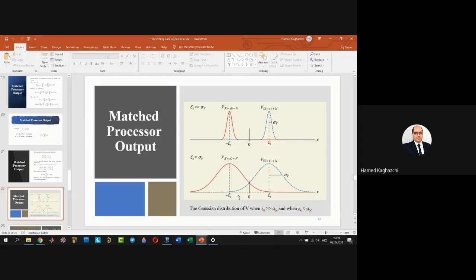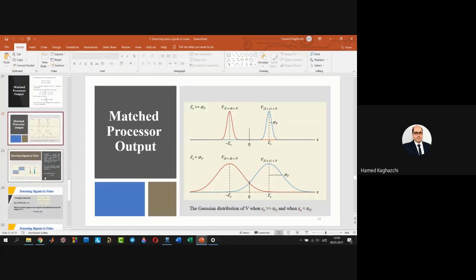Otherwise, we will have error. And there are some methods to reduce this error and detect the error also. But here we don't talk about this section. We suppose that the energy of the signal is greater than the standard deviation of the signal.